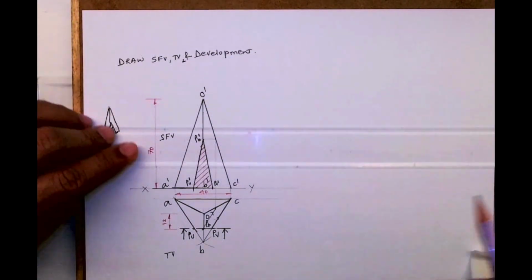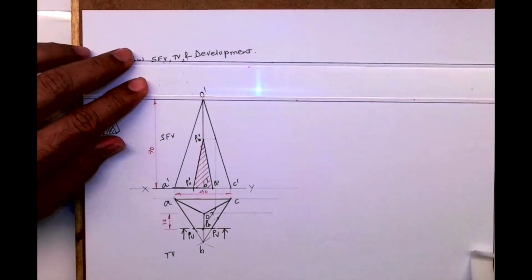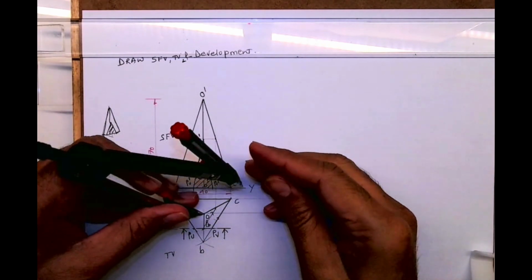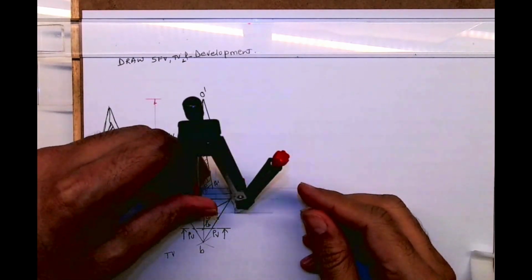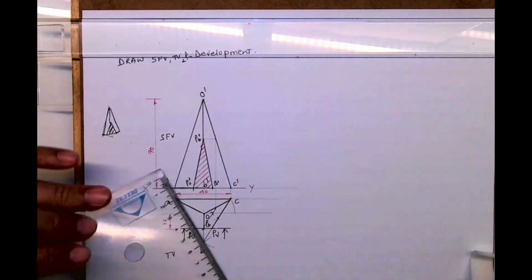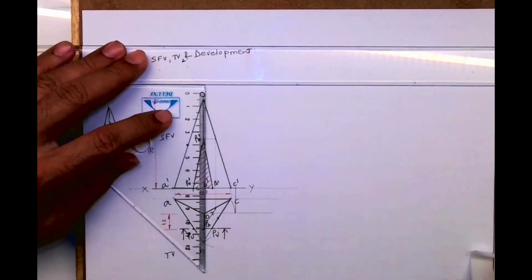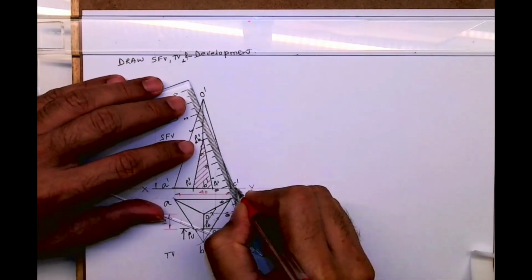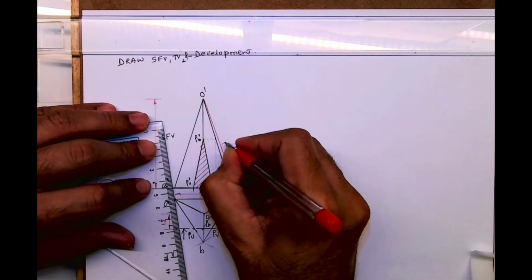Now we need to draw the development. So for development we need the true length. What I'll do, I will draw a horizontal line from O. I'll take OC and rotate till that horizontal line. Then I'll go up and I will join this. So this is the true length.